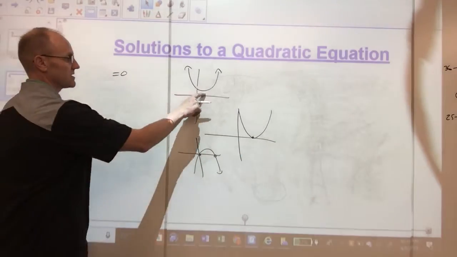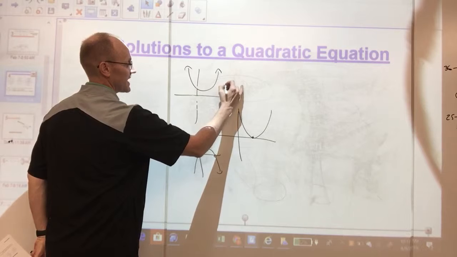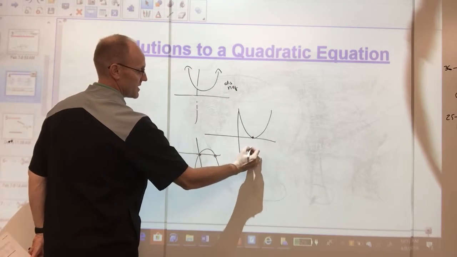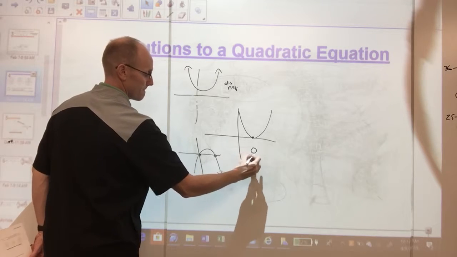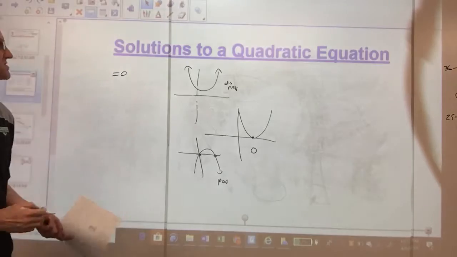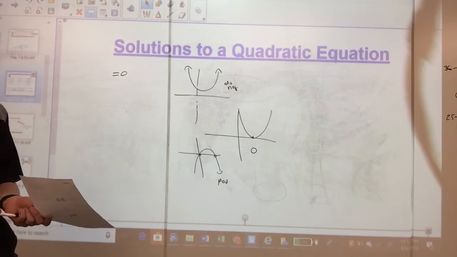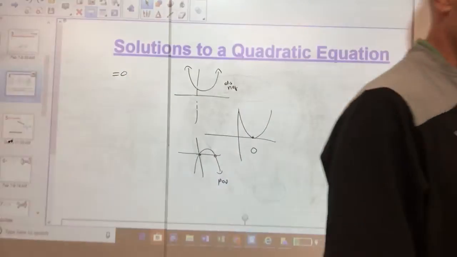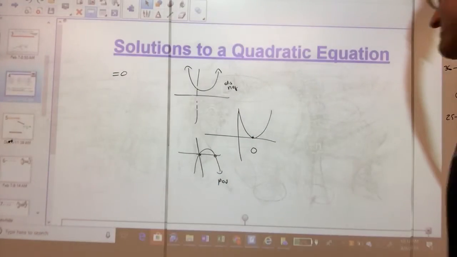In this case, the discriminant would be negative. In this case, it would be 0. And in this case, it would be positive. So that's sort of a visual of how you get your solutions. So today we're just going to look at 3 examples. And in these examples, we're going to figure out how many solutions there are.